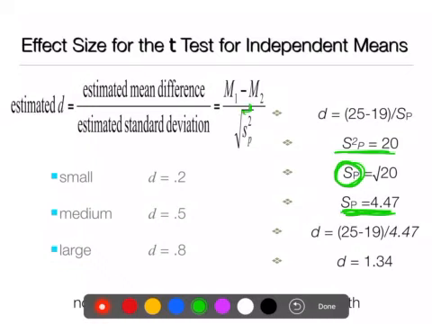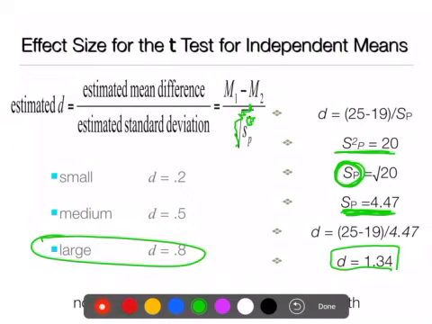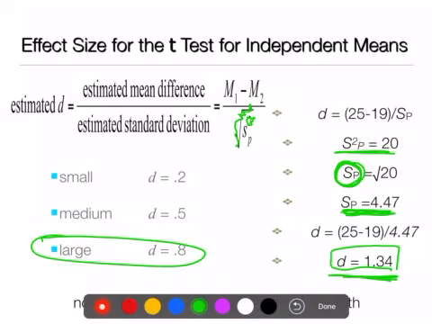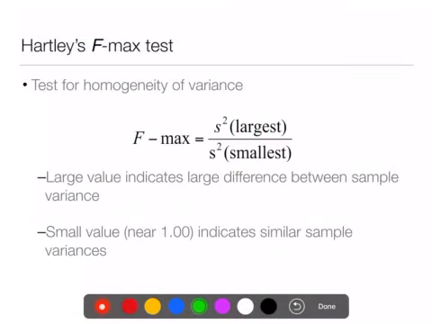So your formula may not have this piece on it. It may just say pooled standard deviation. So that's why we're doing that, just to get that standard deviation by itself. So 25 minus 19 divided by 4.47 gives us 1.34. And that's going to be a large effect size, okay? So this was a large effect of memory. And again, you're going to include this value at the end of that statistical statement as well.